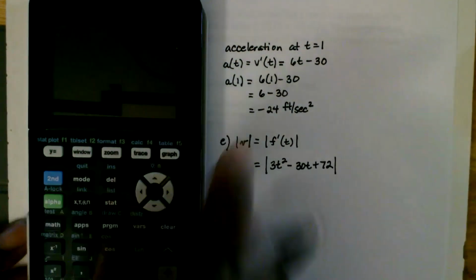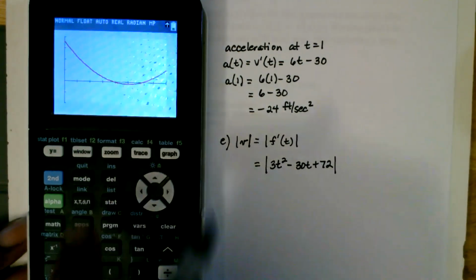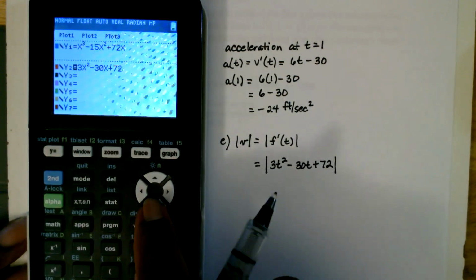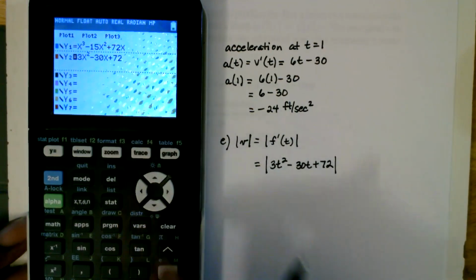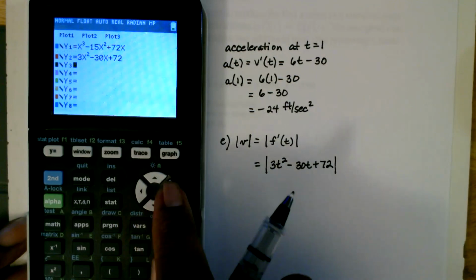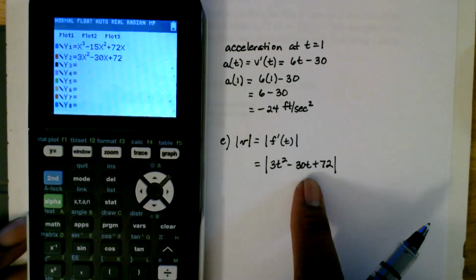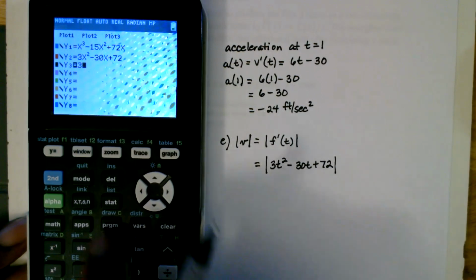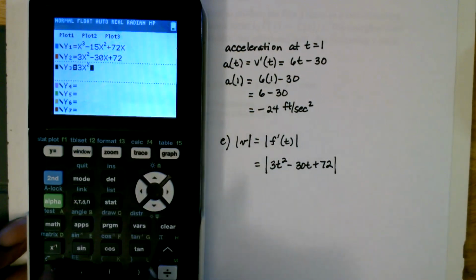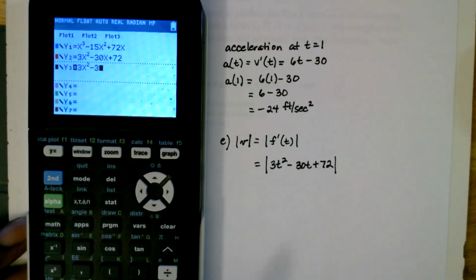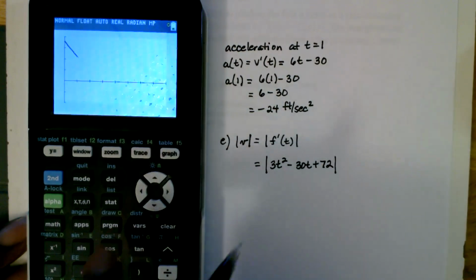So I'm going to put this in the calculator. I'm going to go to y equals, turn the equation in y2 off and enter this. The t's will be treated as x's, so it'll be 3 times x, and then we square it, minus 30x plus 72. Hit graph.